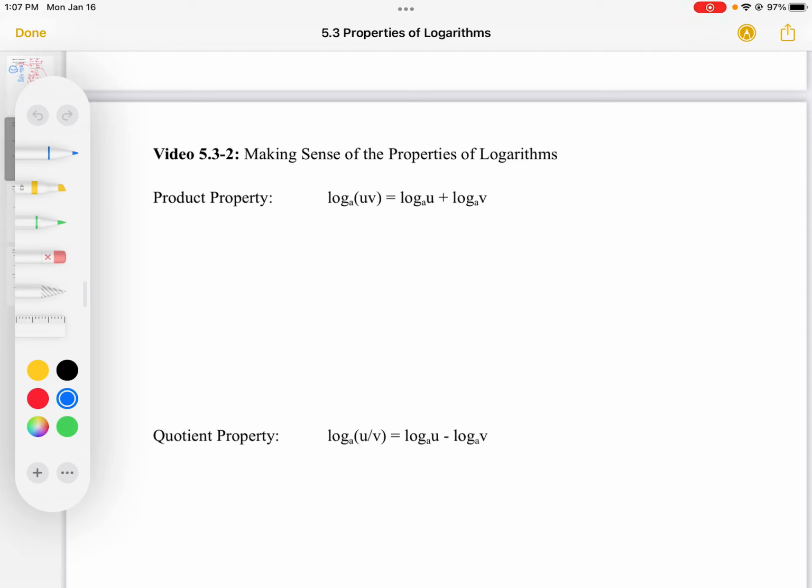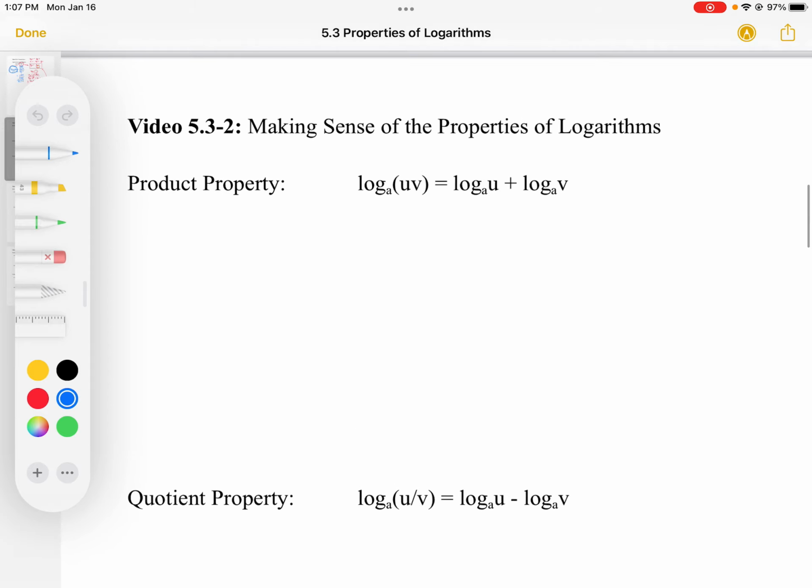In this video, I'm just going to talk a little bit about the properties of logarithms. What I'm not going to do is prove each one of these properties. The proofs are relatively simple, but I think it is best for students for me just to discuss them a little bit. When we first introduced logarithms, we talked about them as exponents. A logarithm is simply an exponent.